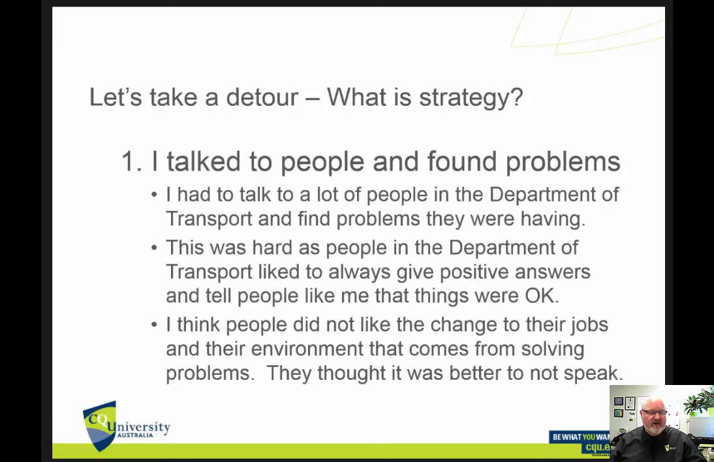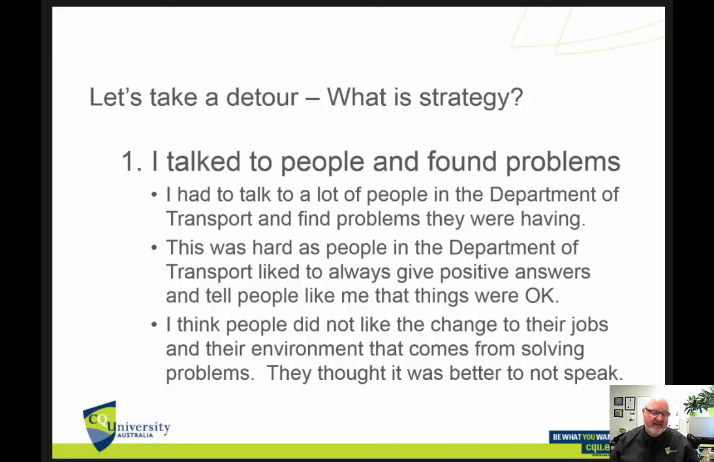So talking to people and finding problems was perhaps the most challenging aspect of what I did. And the problems that they would tell me about were not really problems. And possibly the reason that they were so obscure about any real problems that they were having in the department is that they liked to say that everything was okay, that everything was well managed. They told positive responses and positive answers to me about how they felt things were going in their particular area. And I think the thing that they were fearful of is if they admitted the truth and told the problems that they were having, it would lead to change in their jobs and their job environment.